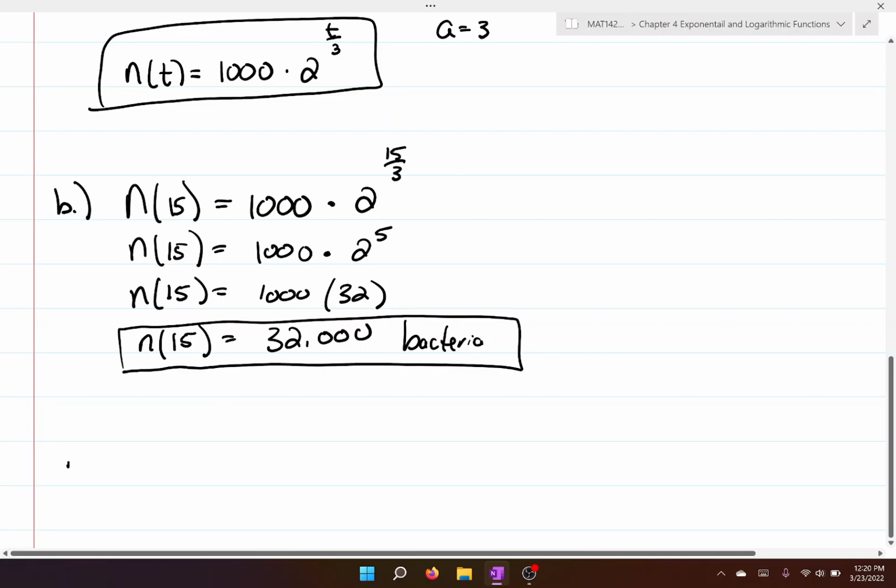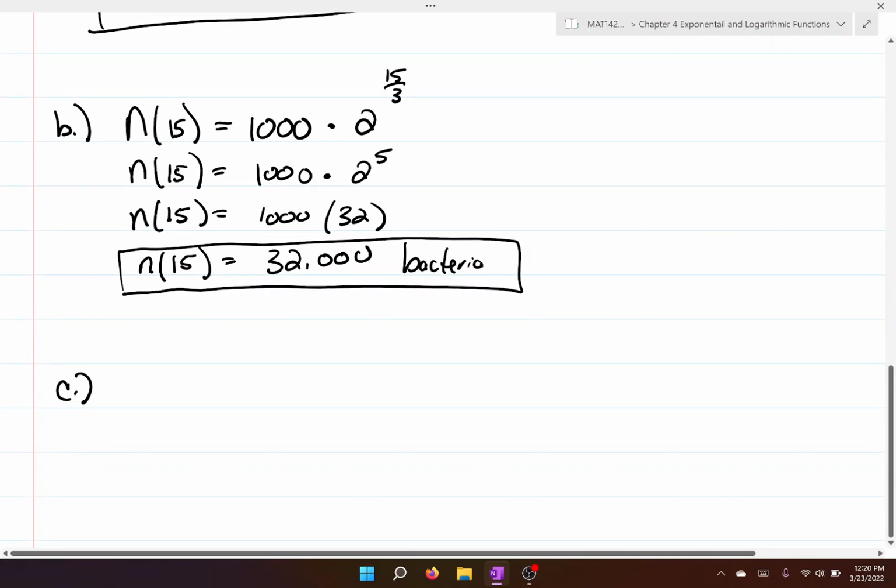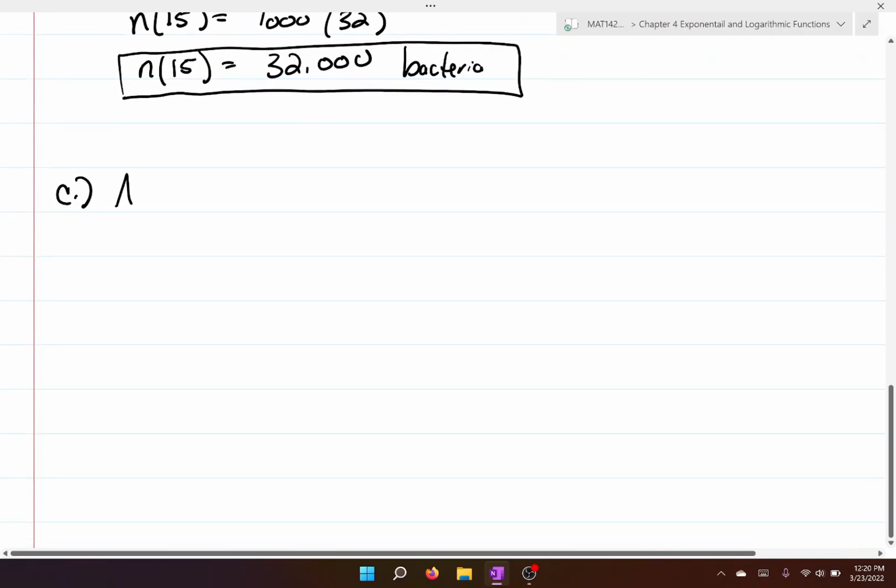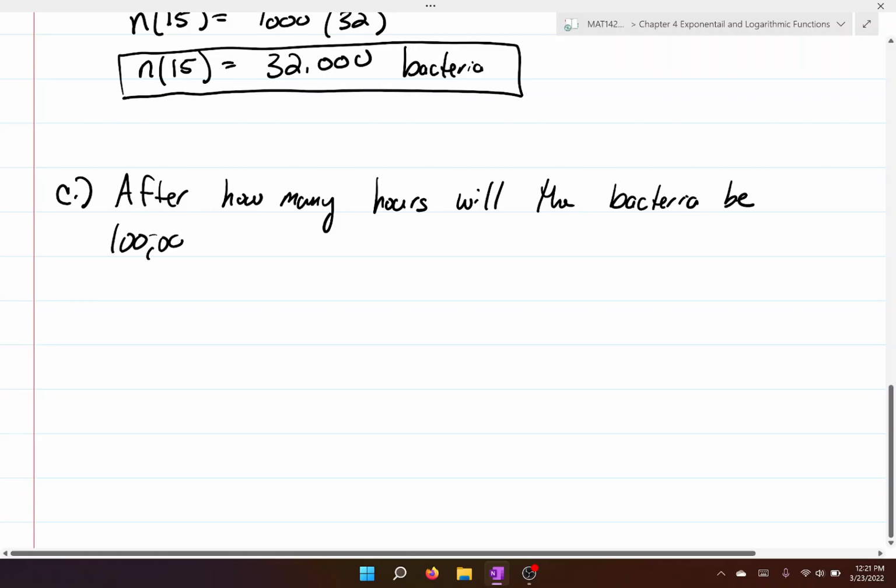All right, so there's part B. And then, like I said, with this last part C, this is the problem that we really couldn't, could never answer before. So I'm going to just write it out. So after how many hours will the bacteria be 100,000? Okay?